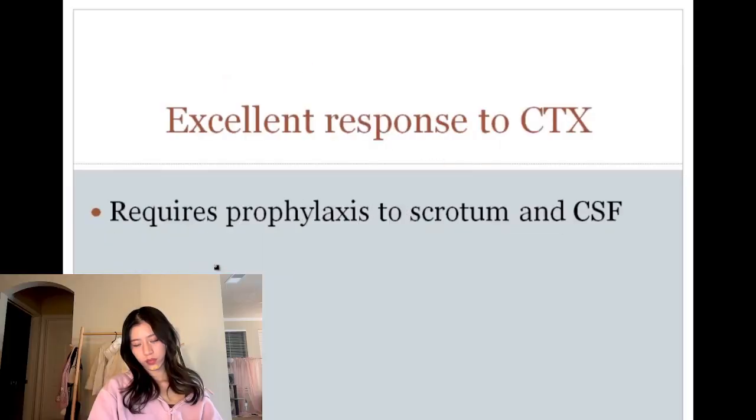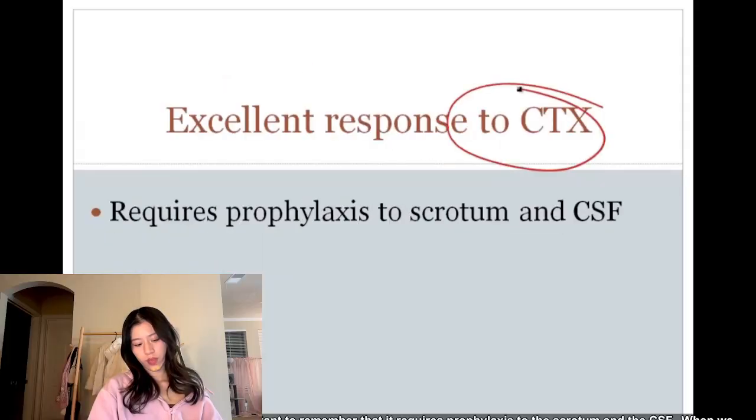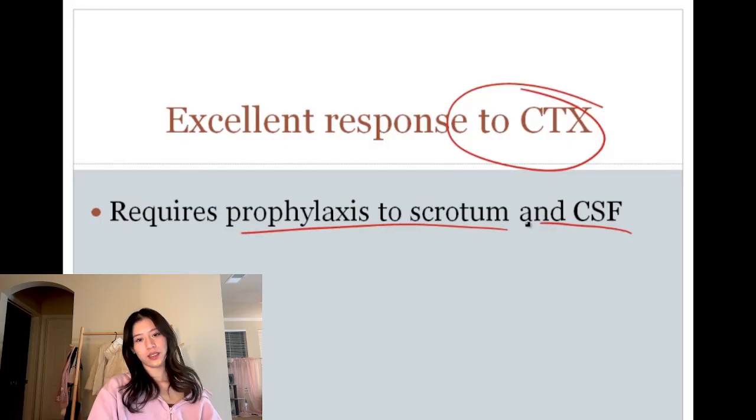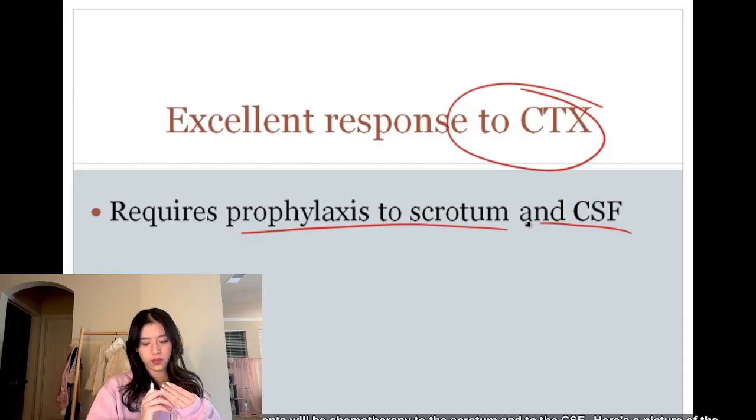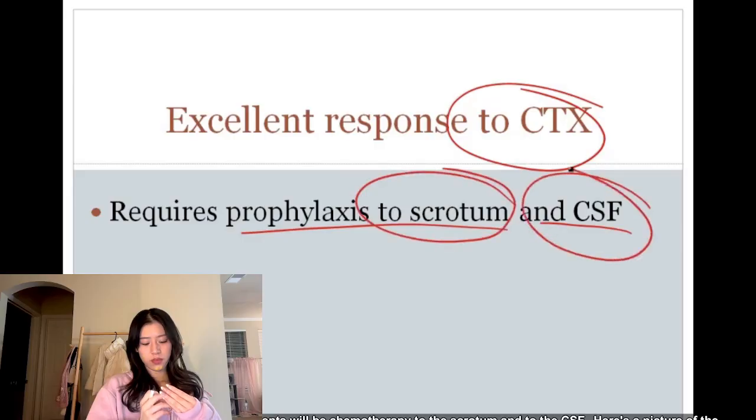B-ALL has an excellent response to chemotherapy, but it's important to remember that it requires prophylaxis to the scrotum and the CSF. When we give chemotherapy to these patients, the chemotherapy obviously goes into the blood, but is not able to properly cross the blood-brain barrier or the blood-testicle barrier. These are special sites that require chemotherapy to be directly injected within them. And so prophylactically, the patients will get chemotherapy to the scrotum and to the CSF.